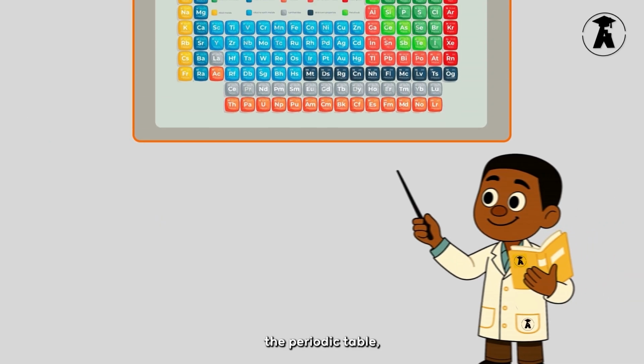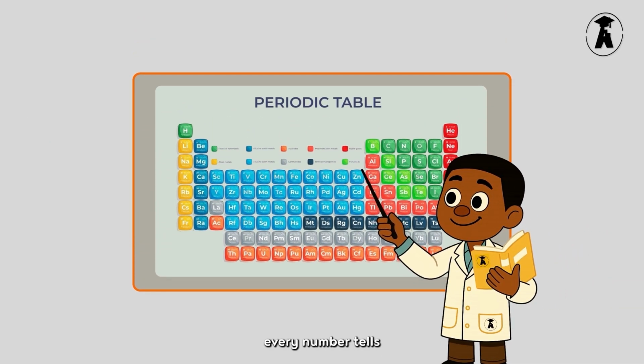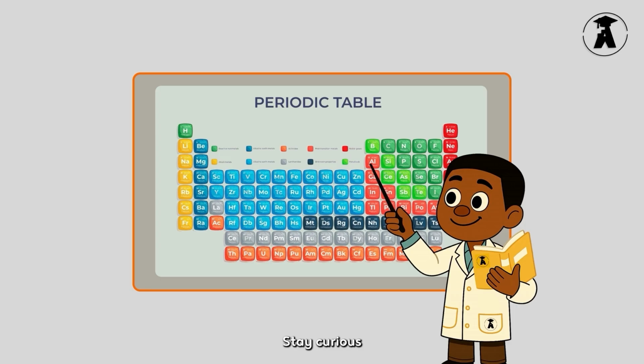Next time you see the periodic table, remember, every number tells a story of protons, neutrons, and the incredible diversity of atoms in our universe. Stay curious and get ready to see how these elements combine to make compounds.